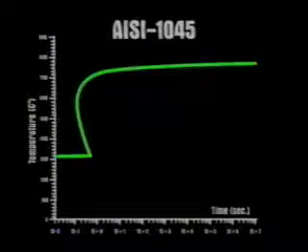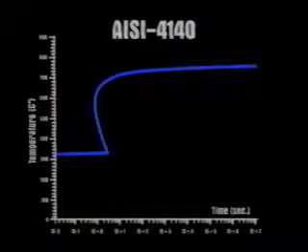The formation of the desired microstructure is dependent on the alloy, the dimension of the treated part, and the quenchant selected. Let's first look at the effect of the steel alloy. Here we see a simplified transformation diagram for a plain carbon AISI 1045 steel. Now let's compare a simplified transformation diagram for AISI 4140 steel.